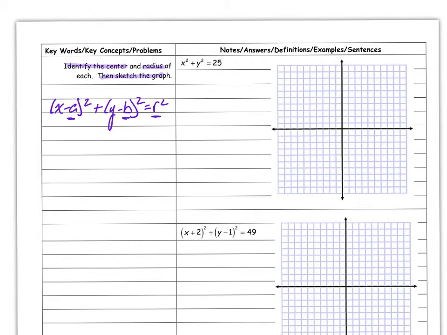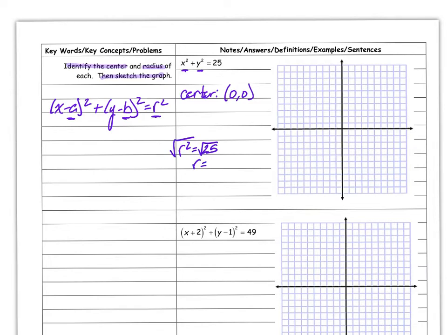If we look at the first equation, there's no a and there's no b for the center of my circle. So if there's no a and no b, that means my center is going to be (0, 0). And then I know that r² equals 25, but I don't want r², I want r. So how do I get r by itself? Well, I take the square root, and I know that r is going to equal 5 or negative 5.